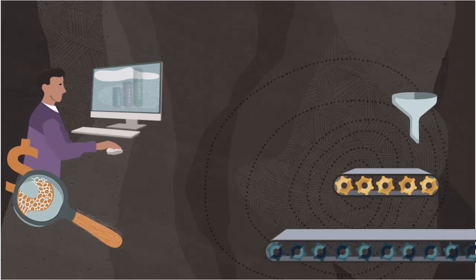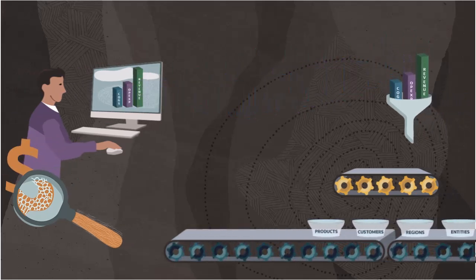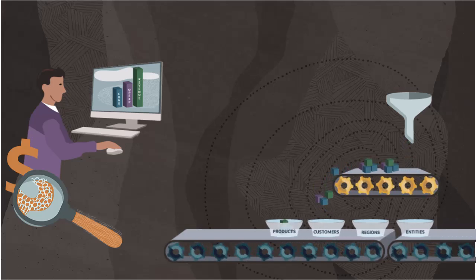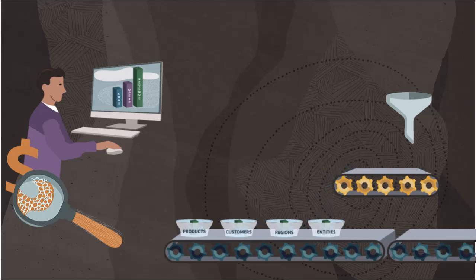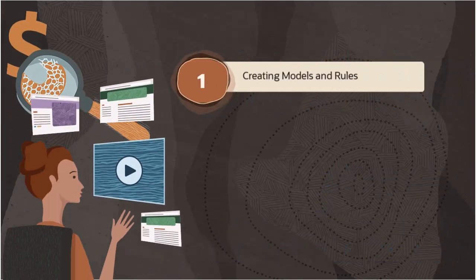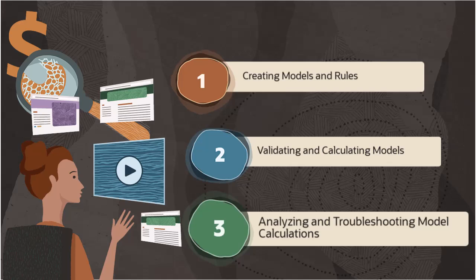In enterprise profitability and cost management, you manage the cost and revenue allocations that transform your basic financial data into fully realized profitability analysis for a business segment, such as products, customers, regions, or entities. This series covers the tasks to create, run, analyze, and troubleshoot models for transforming data in enterprise profitability and cost management. In this video, we'll look at how you can analyze and troubleshoot your model calculations after running them.